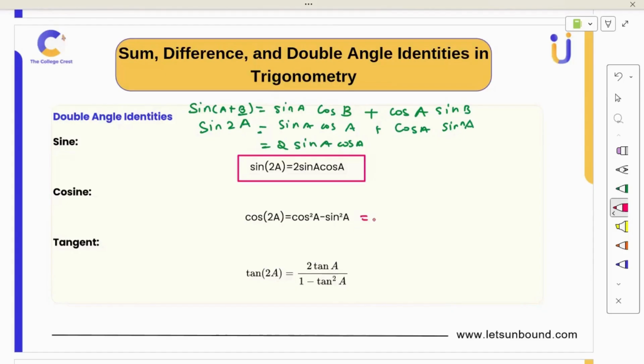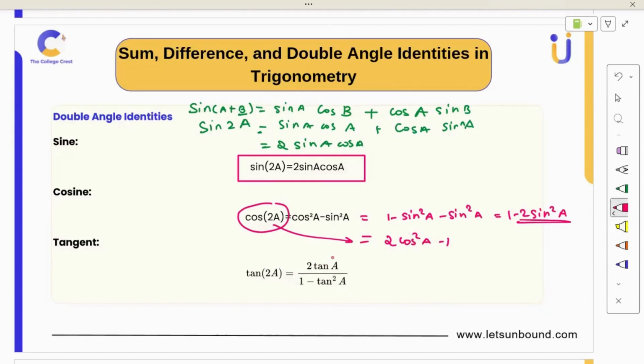And also you can write cos square as 1 minus sin square A, right? 1 minus sin square A minus sin square A, which is 1 minus 2 sin square A. If you want cos double angle in sine form, you can pick this. If you want cos double angle in cos form itself, it's 2 cos square A minus 1.